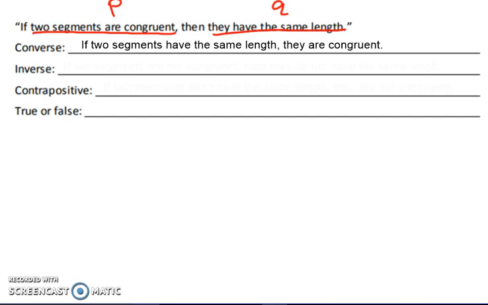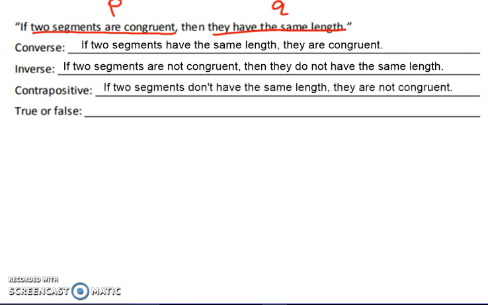Now the inverse, we want to keep the same order, but we want to make them negative. So if two segments are not congruent, then they do not have the same length. That not is your key word. When we talk about contrapositive, we want to both do the opposite and negate it. So if two segments don't have the same length, then they are not congruent. And again, for true or false, you want to look at the conditional and the contrapositive. They should be the same. And the converse and the inverse, they should be the same.